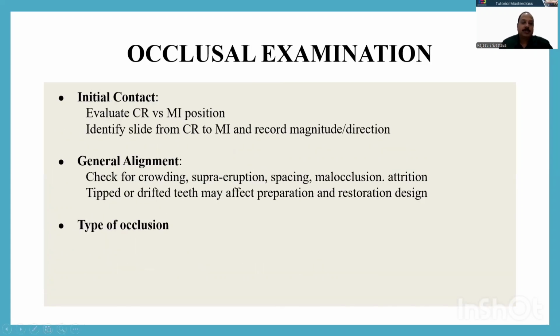Then occlusal examination: you have to see your initial contact, evaluate your centric relation with maximum intercuspation position, identify the slide from any centric relation to maximum intercuspation, and record the direction and the magnitude of this slide. General alignment: check for crowding, supraeruption, spacing, malocclusion, attrition, abrasion, any tipping or drifting teeth. These all will affect the restoration or the fixed partial denture which you are going to give.